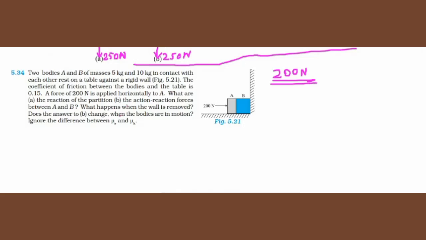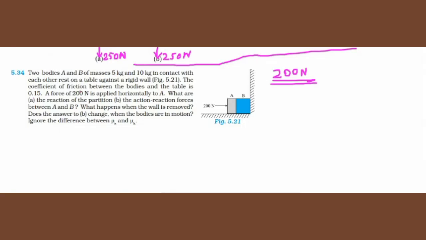Now the third part we have to take. What happens if the wall is removed? When the wall is removed, so what will be the situation? Okay, when the wall is removed, the objects A and B begin to move. As the objects A and B begin to move, what will happen? That is what we have to think next.